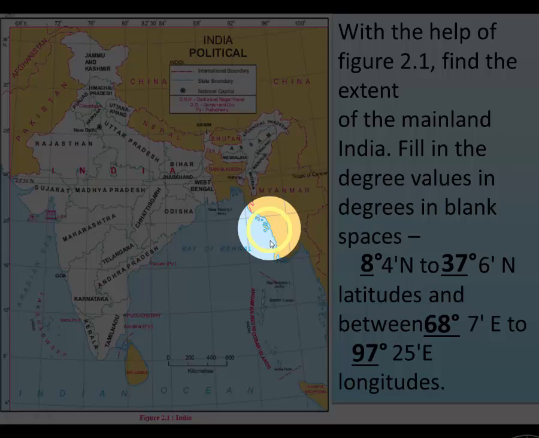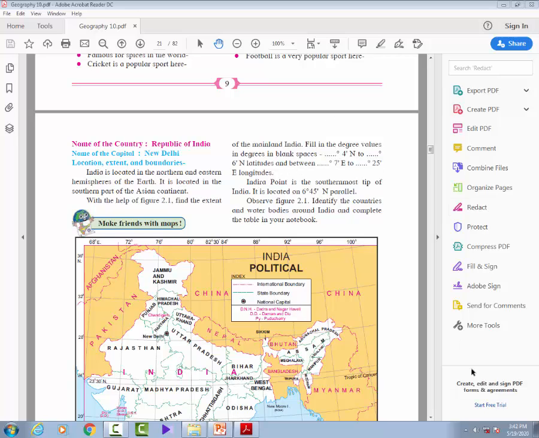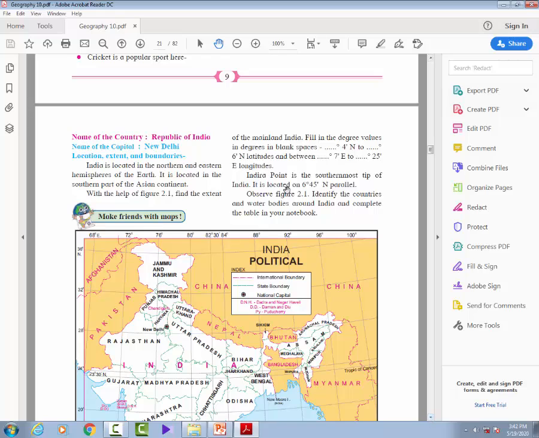Have you understood this? Okay, shall we move further? Okay, here we are done with the fill in the blanks. Now Indira Point is the southernmost tip of India. It is located on the 6 degree 45 minute north parallel.